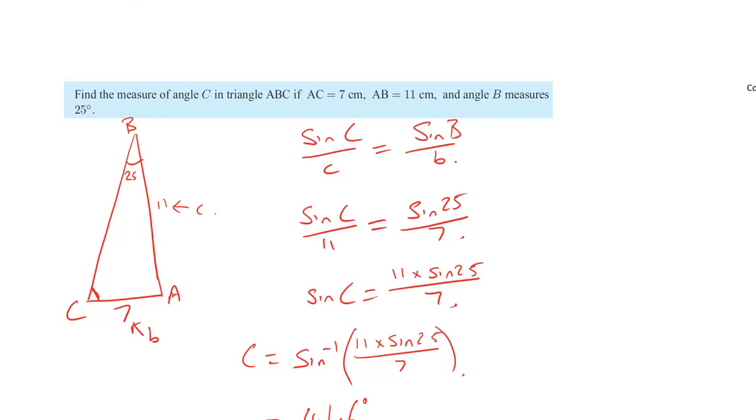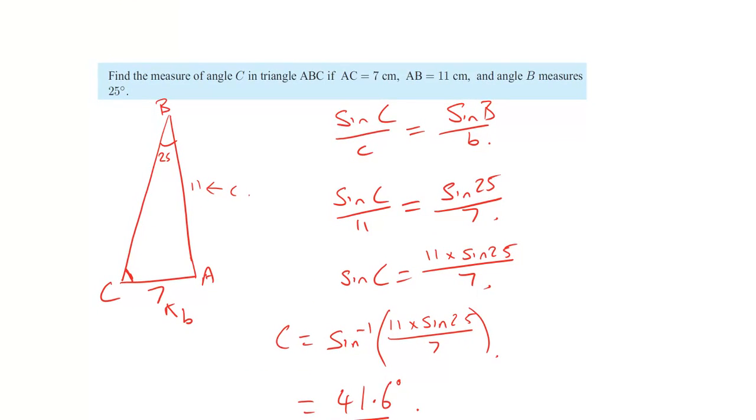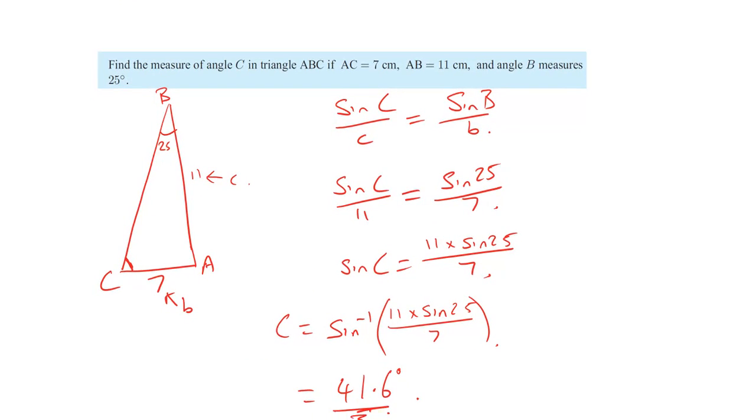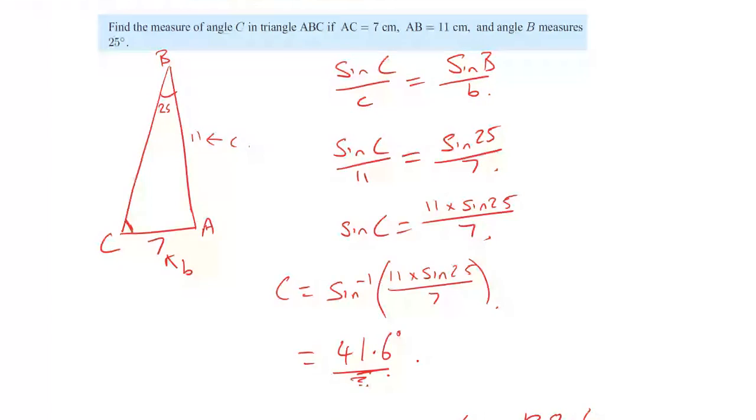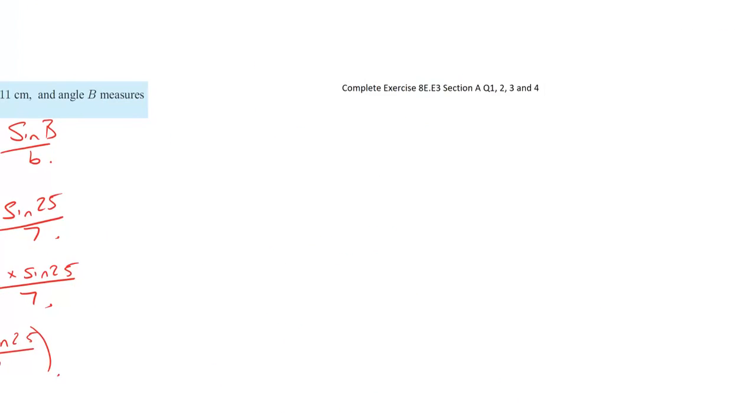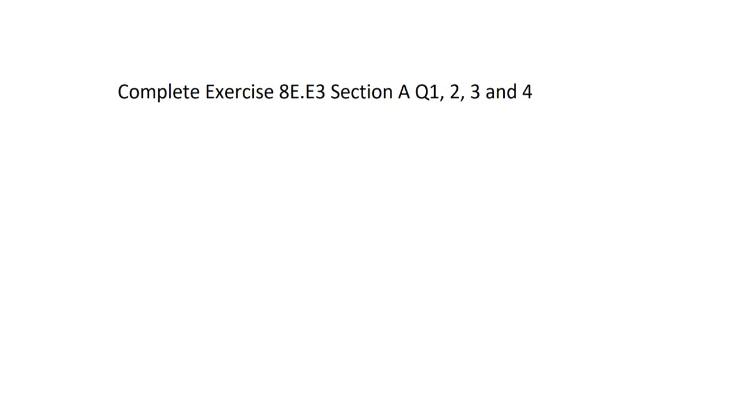This only happens with the sine ratio, not the cosine ratio. So if you're doing this, just be a little bit careful that there could be two possibilities. Okay, from here you should be able to have a go at exercise 8E, question 3. The questions there are for you to try. Best of luck.